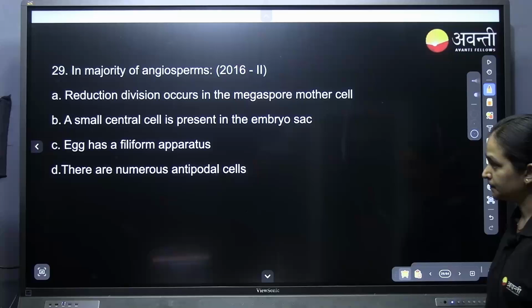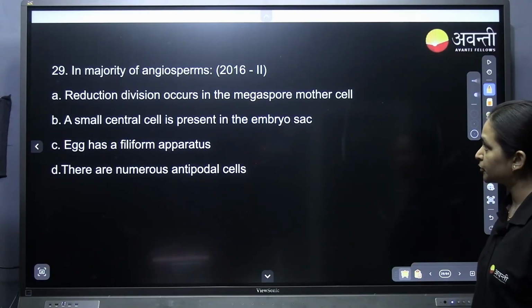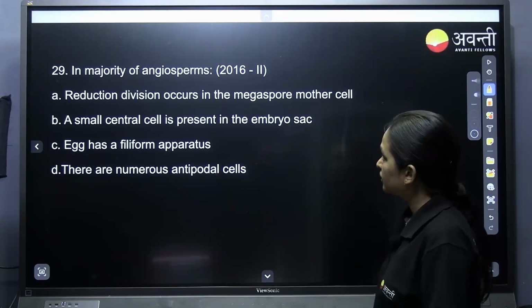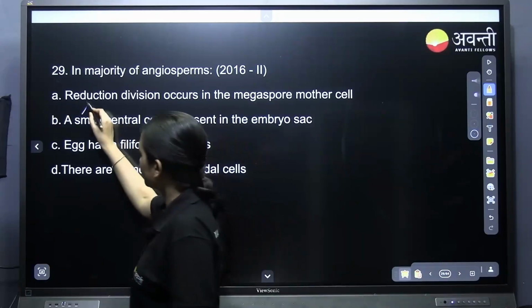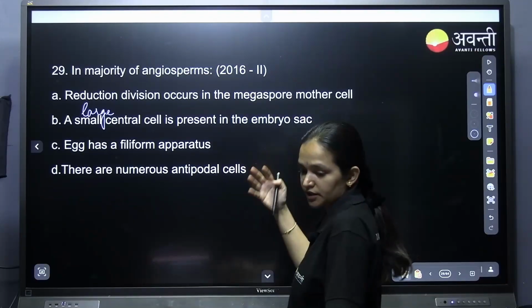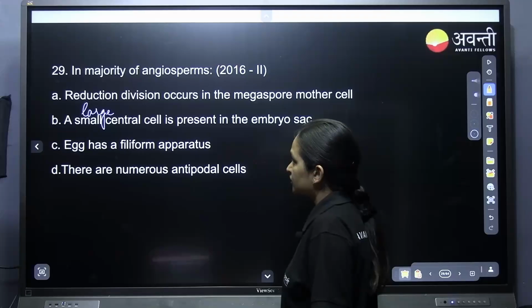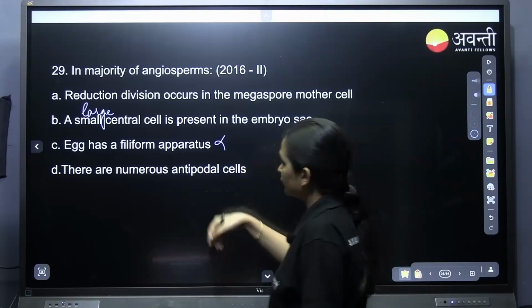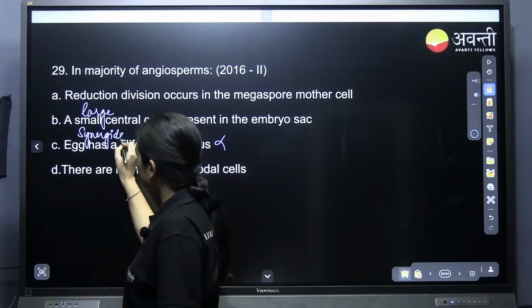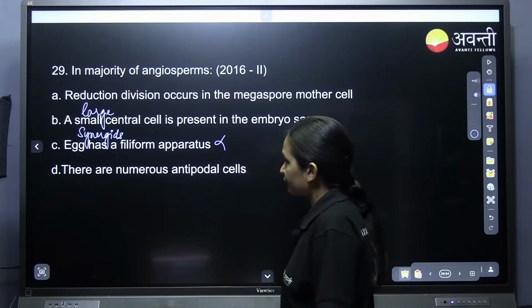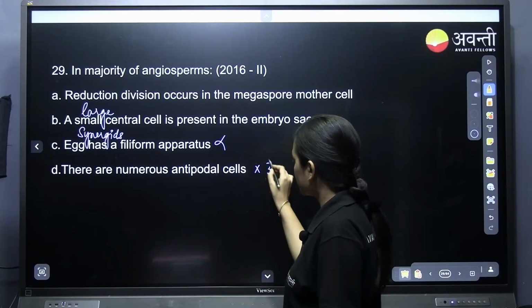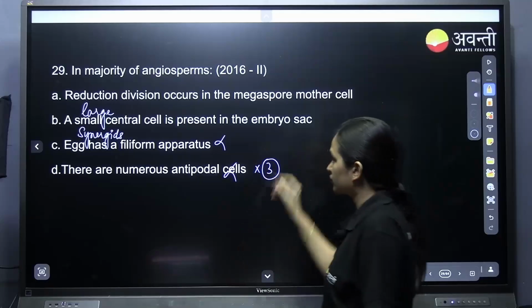In the majority of angiosperms, reduction division occurs in the megaspore mother cell. A small central, no, actually it's a large central cell present in the embryo sac, that is the central nucleus, a very big cell. Egg has a filiform apparatus? No. It is the synergids that have the filiform apparatus. There are numerous antipodal cells? No, there are only 3 antipodal cells, so these are also wrong.